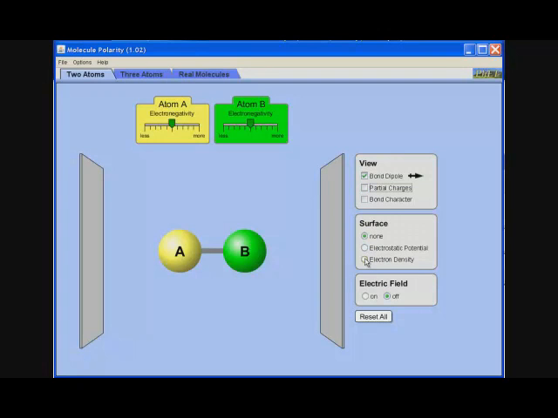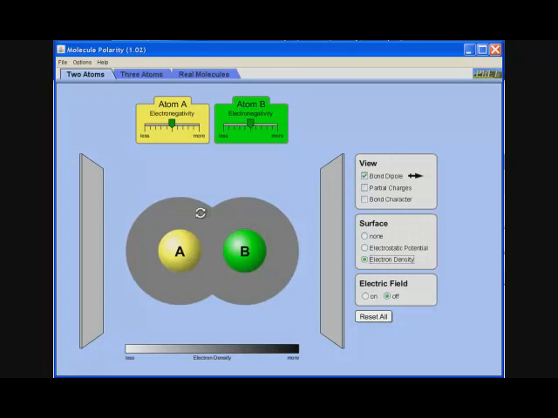When we take a look at the electron density, the electrons are being shared equally when they have the same electronegativity. However, if I increase the electronegativity on atom A, I'll notice that being more shaded means it has a higher electronegativity, so therefore the electron density is going to be higher. And I'll also know the bond dipole is going to point towards the atom with the higher electronegativity.